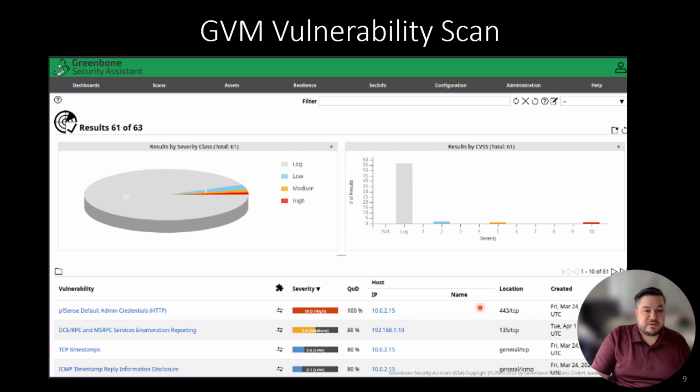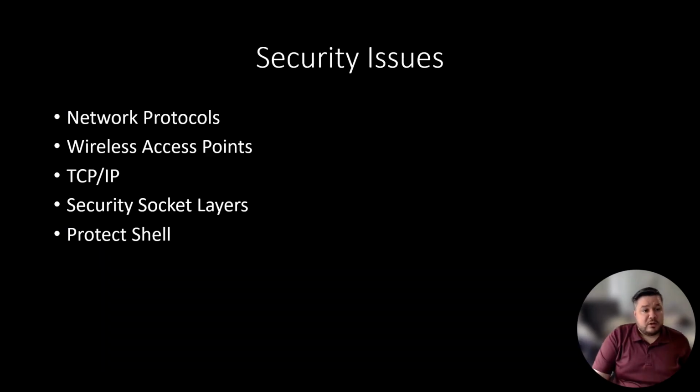The vulnerability itself is associated with the DCE/RPC and MSRPC services enumeration reporting. This can be corrected by adjusting firewall settings. Blocking port 135 should help in remediating the vulnerability. There are a lot of existing protocols such as routing, mail transferring, and distant communication. Network protocols ensure data security and integrity within a given network. They can utilize different strategies to protect the data from unauthorized users who may be trying to gain access.